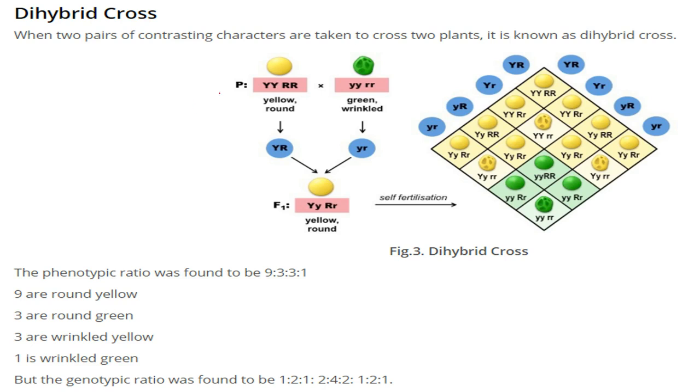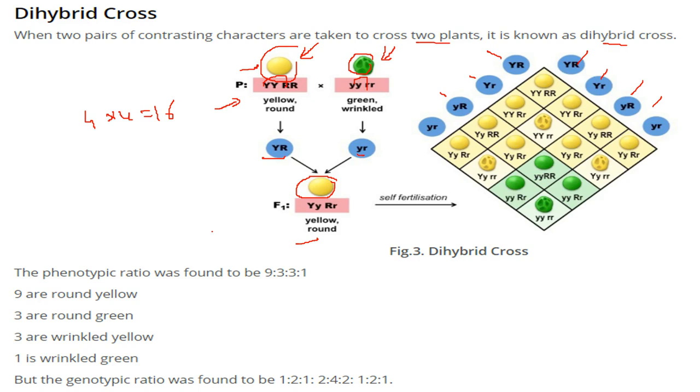Dihybrid cross. When two pairs of contrasting characters are taken to cross two plants, it is known as a dihybrid cross. See, this is a yellow round pea and this is a green wrinkled pea. These are the combinations, say YR and small y, small r, and the combination at F1 was yellow round. When it self-fertilized, it can be any combination. There are four possibilities here, so 4 into 4 gives you 16 combinations. These are all the 16 combinations.